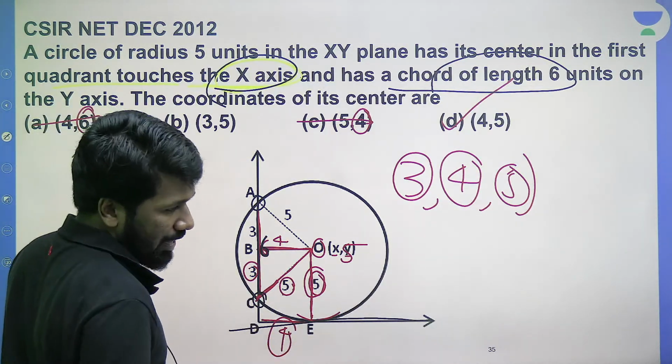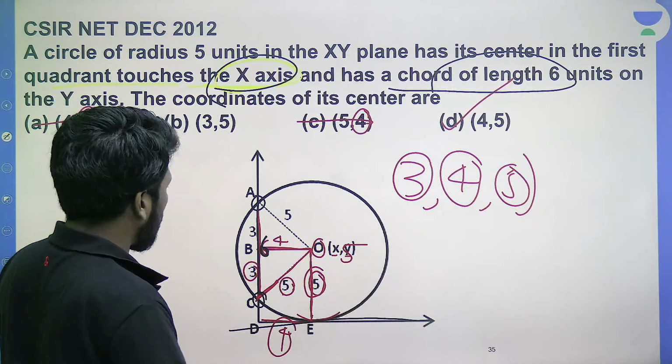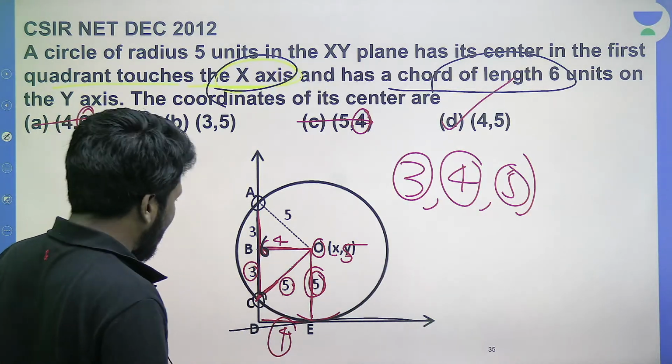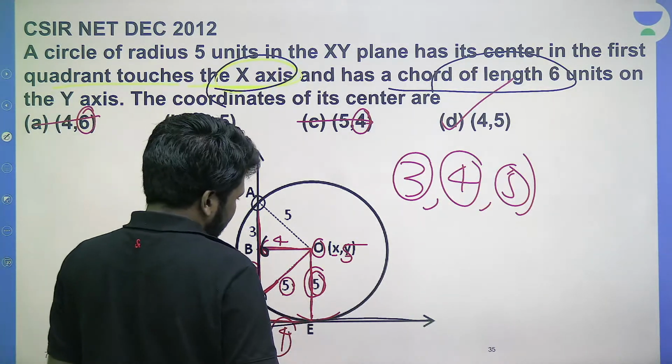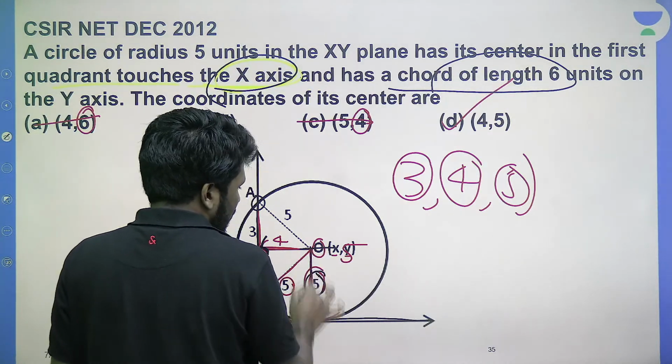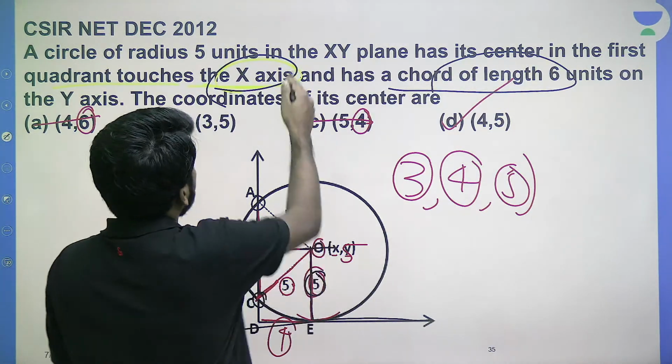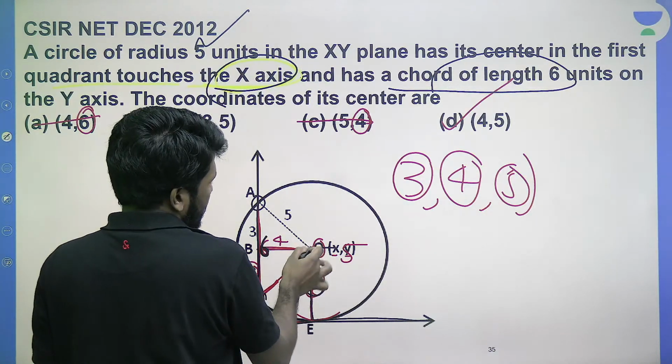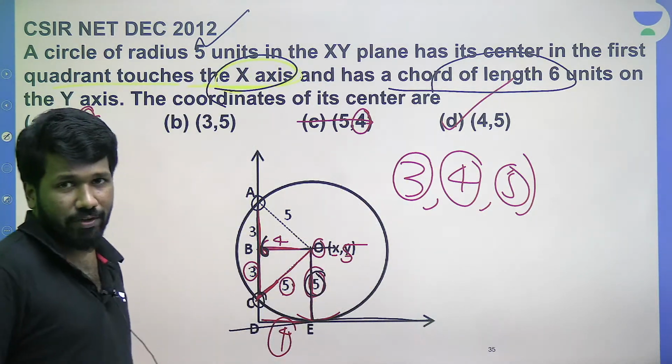So that is the answer to the doubt you asked about how the picture will look. And then, now, finding the distance. Finding the distance is easy. This is the radius, so this distance will be 5 units. Radius 5 units is given in the question. Radius is the distance from the center to the circumference, right?